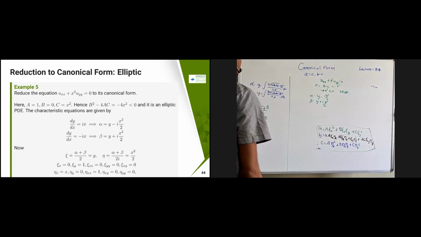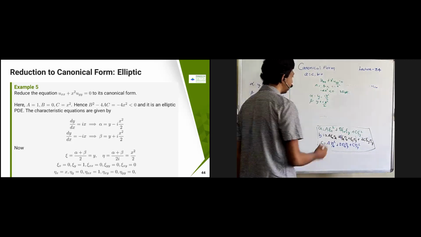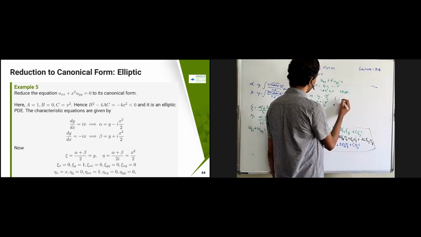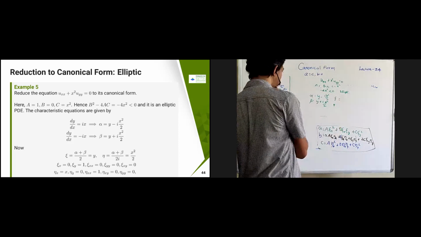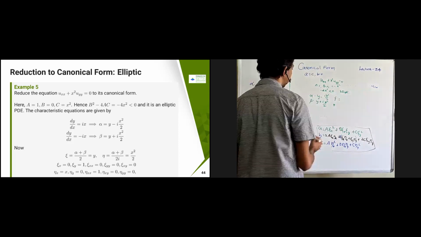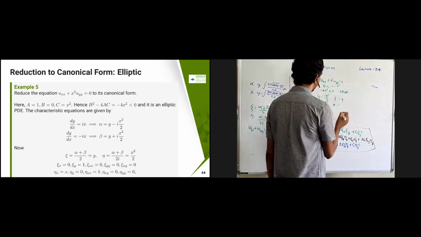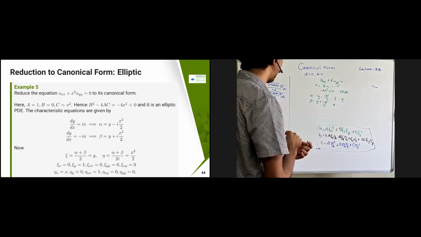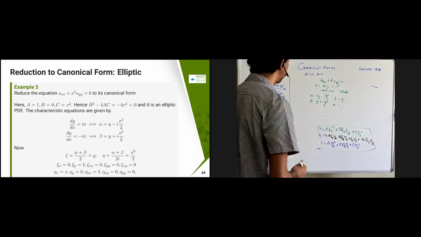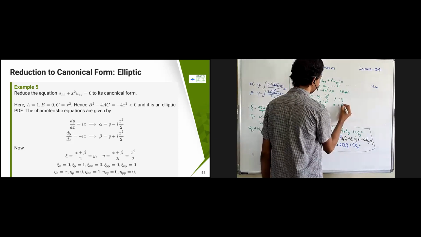Okay, then what you are going to get? You are going to get your chi and eta. So chi and eta are going to become alpha plus beta by 2, therefore chi is going to become y, and eta is going to become, dividing by 2i, x squared by 2. Okay, x squared by 2.